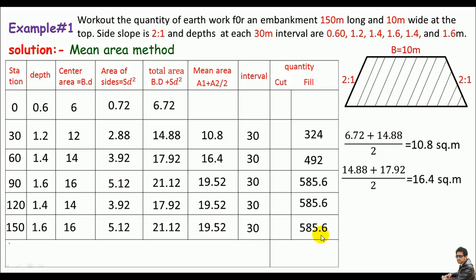Now if you add all these guys, like from station 30 to station 150, we can get of course the total filling or embankment quantity equals 2572.8 cubic meter. And this is how we work out the quantity of earthwork for an embankment. And this is quite simple, I think. Nothing is complicated, right?